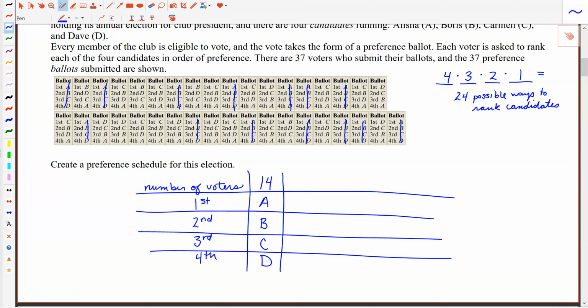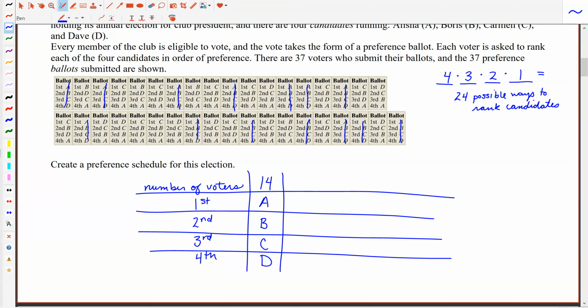Alright, but there were other ballots generated, so all we're going to do to complete this preference schedule is start recording the other types of ballots, and then go through all of the ballots and count how many were generated in that fashion. So I would encourage you to take a moment to complete this yourself and then check it against the table that I'm going to build.